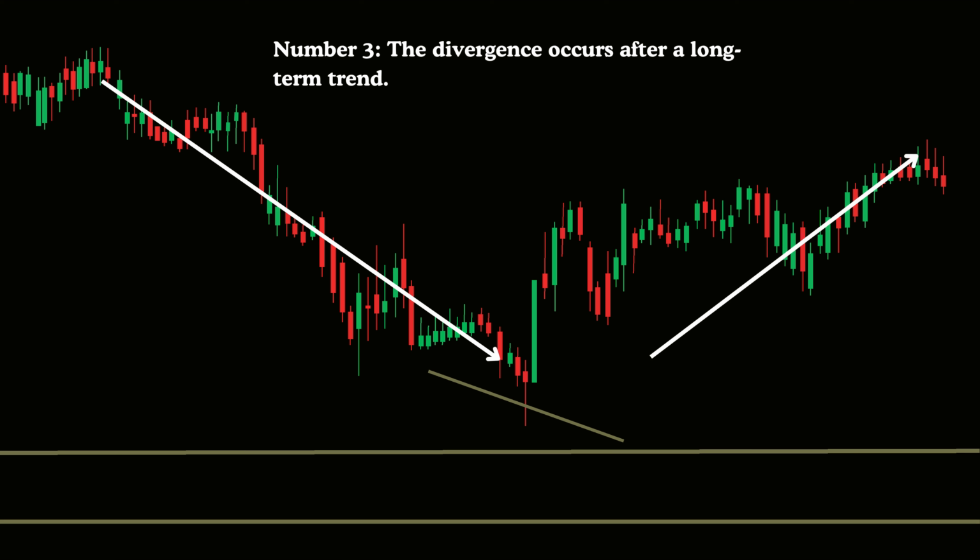Although RSI divergence is widely recognized in price action trading, it does come with certain challenges when applied in real-time trading. For example, consider this chart. In this scenario, the market is in a downtrend, but the RSI signals a divergence, suggesting a potential reversal. This might prompt traders to look for long trades.